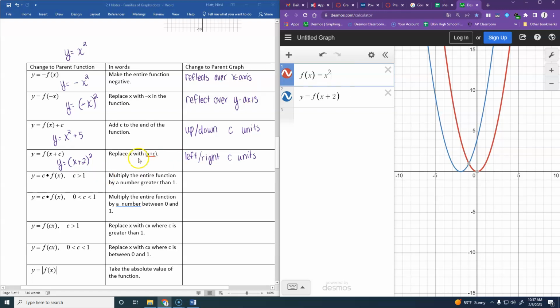So what I tell students often, everything inside of the parentheses is backwards. Right, so like this negative right here on the outside flips it over the x-axis, but if we put it on the inside, it's backwards. It flips over the y-axis. So if I add a number here, it's going to move it up. But if I add a number on the inside, everything's backwards, right? So I put a plus 2, it actually moved it left 2. So I'm going to put opposite direction here.